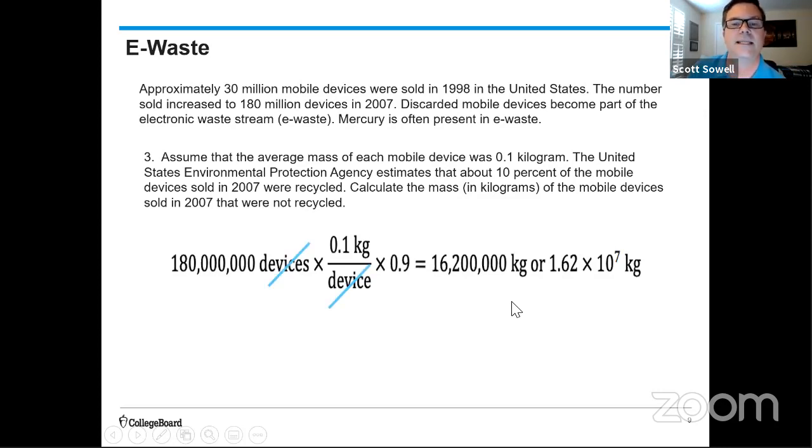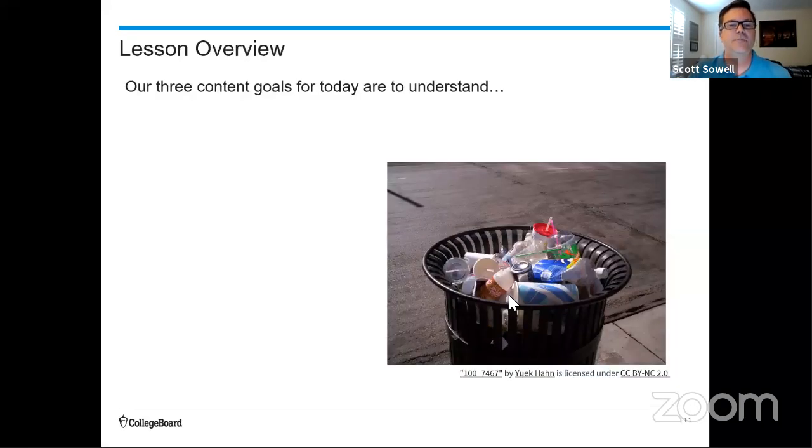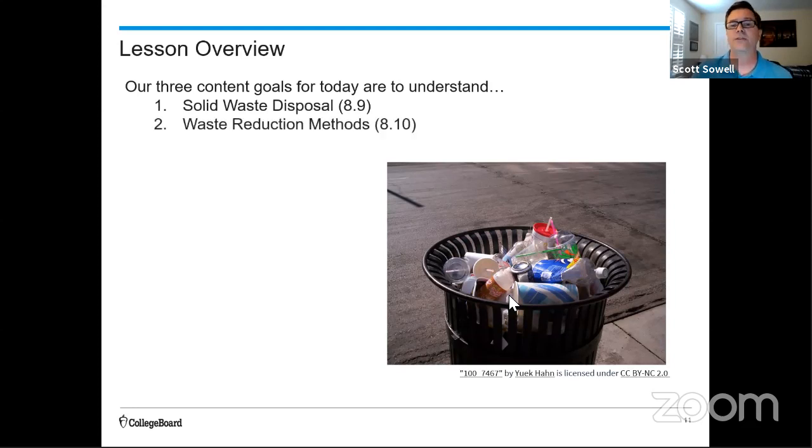All right, now we've got our brain warmed up in our APESy way. Let's jump into today. So here's our goals for today. Number 1, solid waste disposal. Number 2, waste reduction methods. And number 3, sewage treatment. So this is coming from topics 8, 9, and 10.